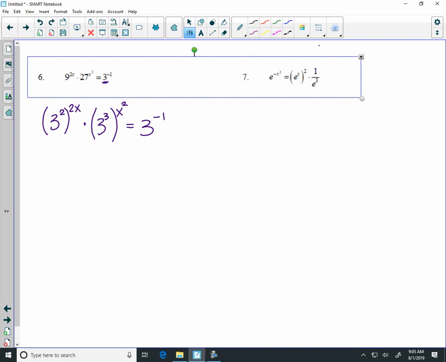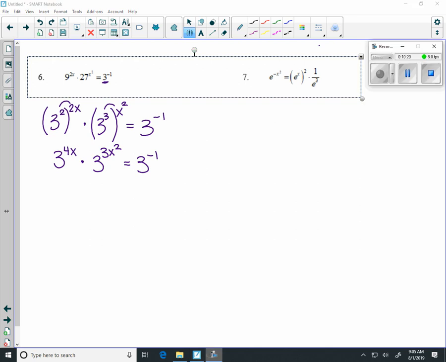And you really can't use too many parentheses here, and you can't do too many steps. So show your baby steps here. Now we have power to a power, so we're going to multiply those. So I have 3 to the 4x times 3 to the 3x squared. And that 3 to the negative first power is just hanging out and waiting for us to be ready for it.